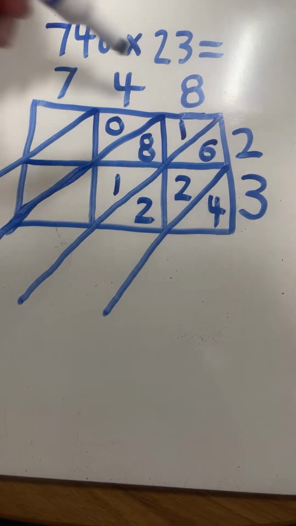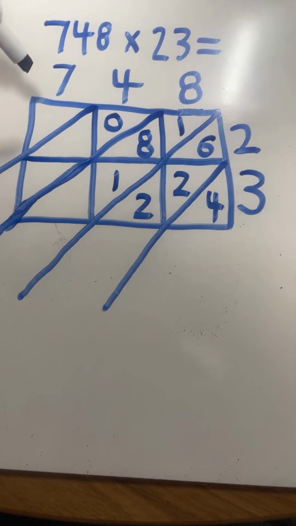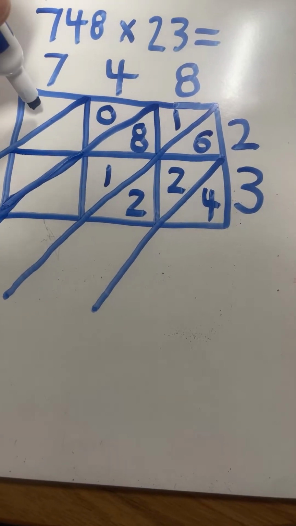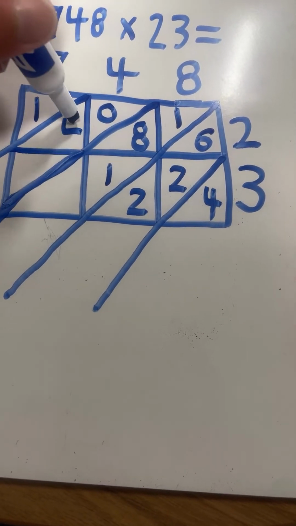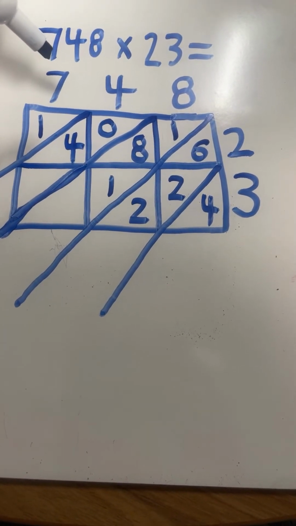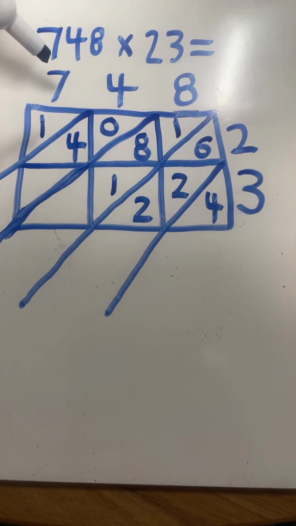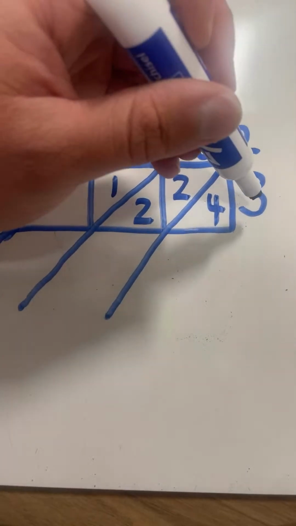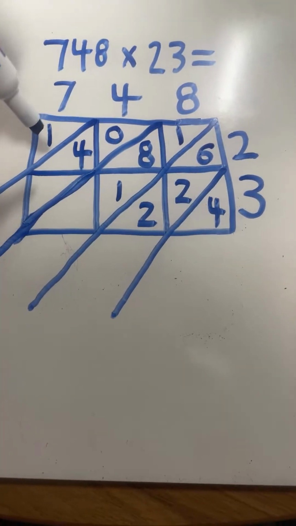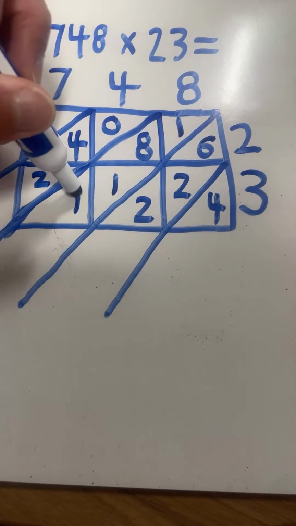Next, we're multiplying 7 times 2. The answer to 7 times 2 goes in this square. 7 times 2 equals 14. So we're going to put a 1 in the top triangle and a 4 in the bottom triangle. Seven times 3 equals 21. The answer is going to go in this bottom square. 2 in the top triangle, 1 in the bottom triangle.